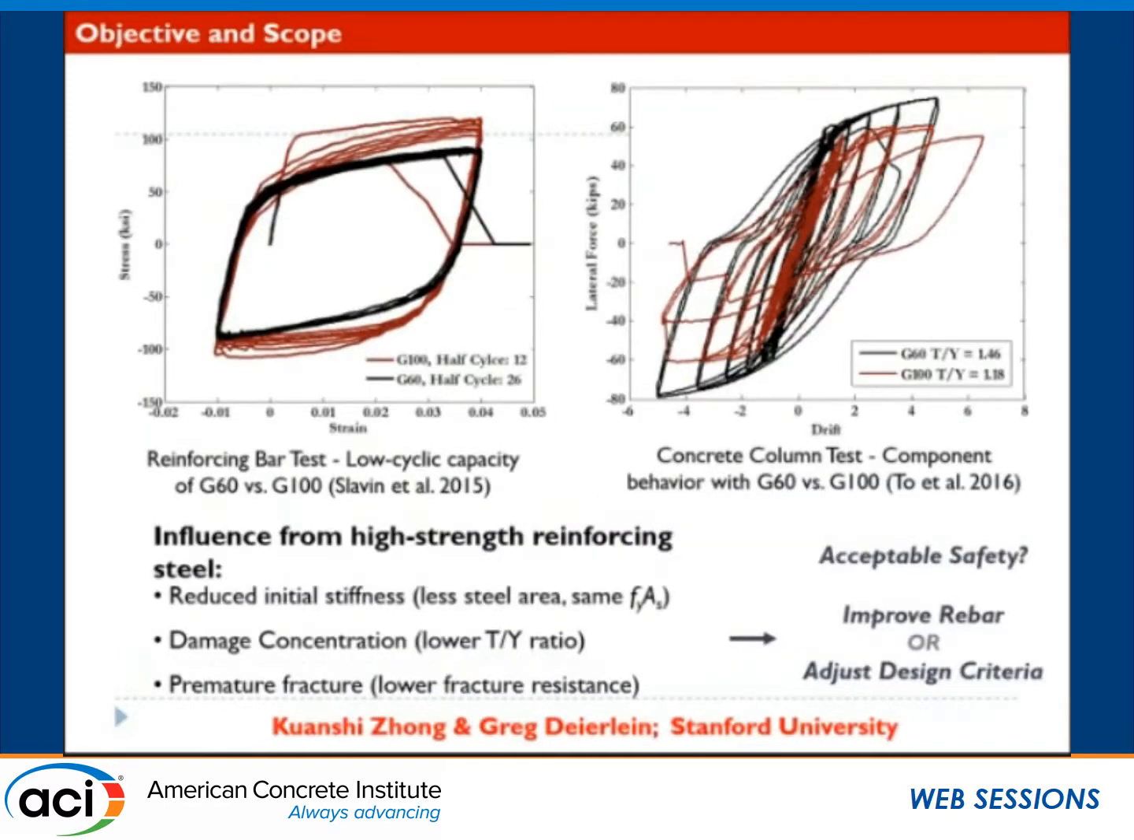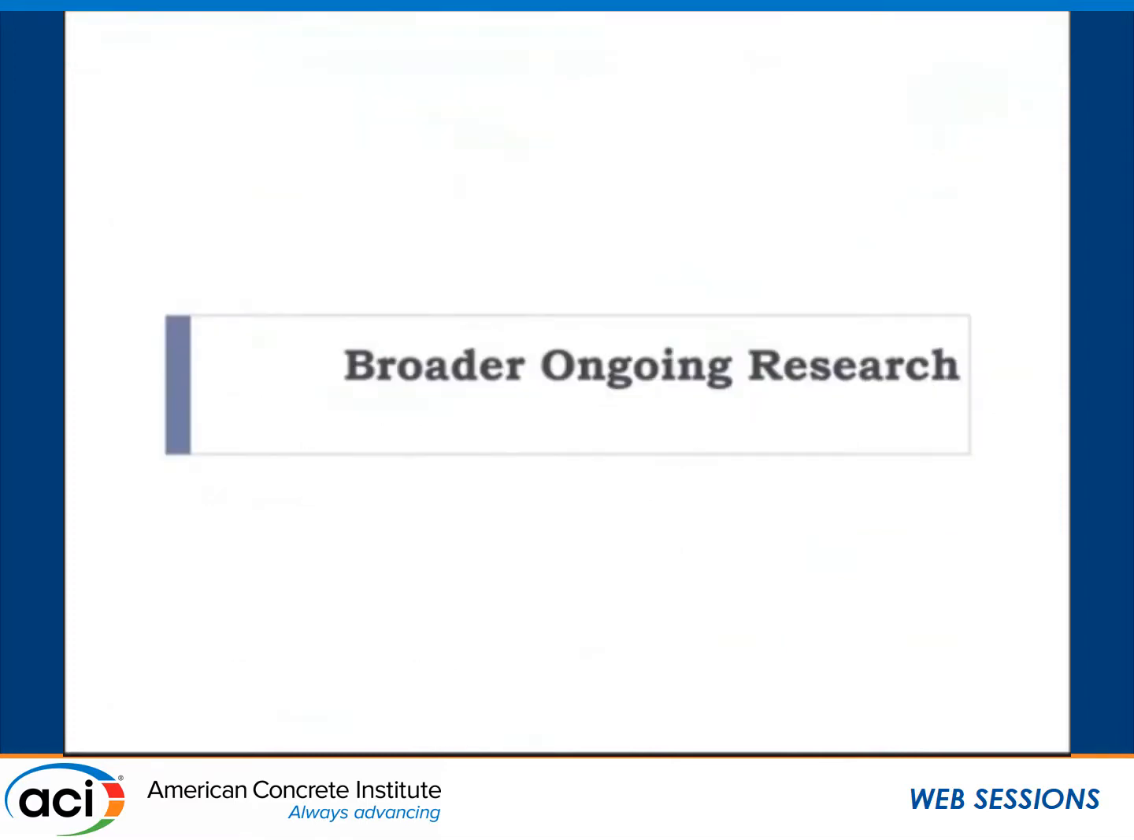This is from their work, Quan Shi and Professor Deierlein, looking at the bar behavior. These are the tests from Berkeley. If you look at the grade 60 and the grade 100 bars with the low T/Y, you see there are some differences. What are those differences, and how do they translate into differences at the global structural level? And these studies will help us determine what the differences are, and what we should do to either improve them, or whether we can live with those differences.